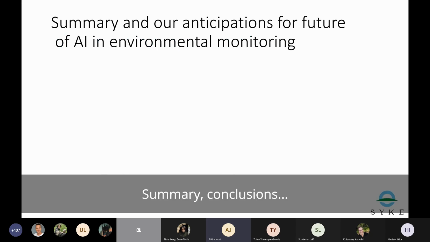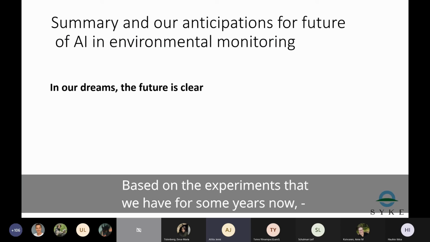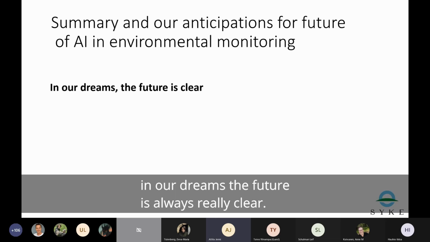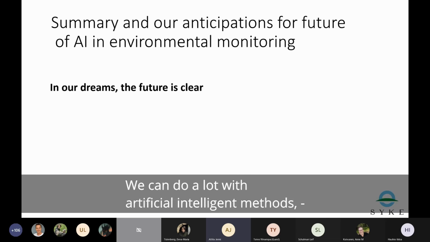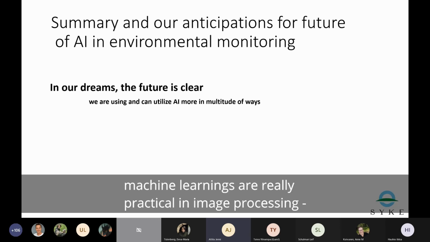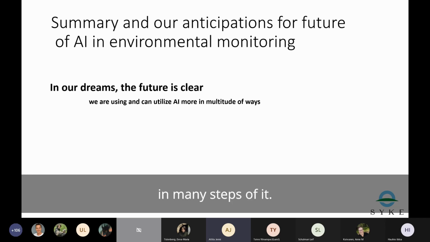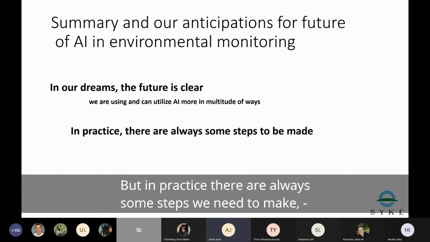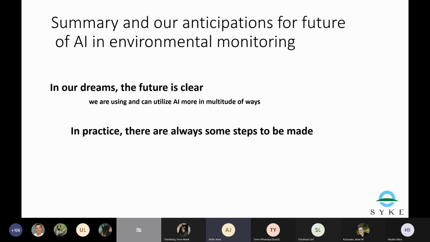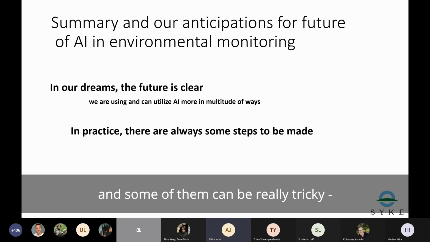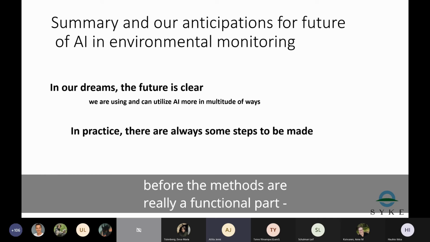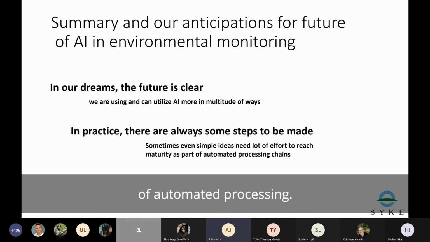Summary, conclusions. I would say that based on the experiments that we have had for some years now, in our dreams, the future is always really clear. We can do a lot with artificial intelligence methods. Machine learning is really practical in image processing in many steps of it. But in practice, there are always some steps that we need to make, and some of these steps can be really tricky before the methods are really functional parts of automated processing.